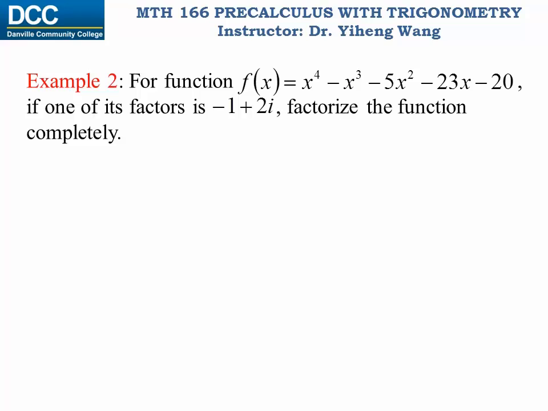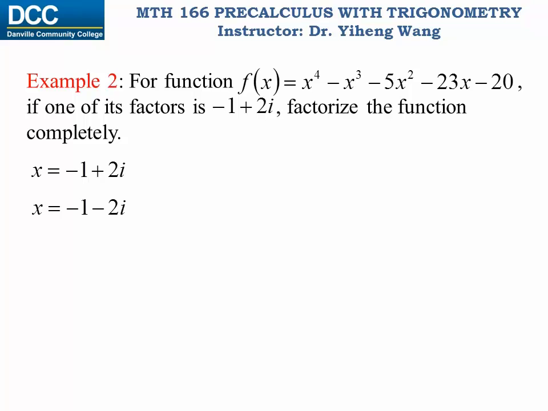Let's look at this example. We have a fourth-degree polynomial function, and we want to completely factorize it. Now, we do know that it has a complex 0, which is -1 plus 2i. And if you look at this polynomial function, you can notice that all of its coefficients are real numbers. Therefore, if one of its zeros is -1 plus 2i, then the conjugate number -1 minus 2i must also be a 0 for this function.